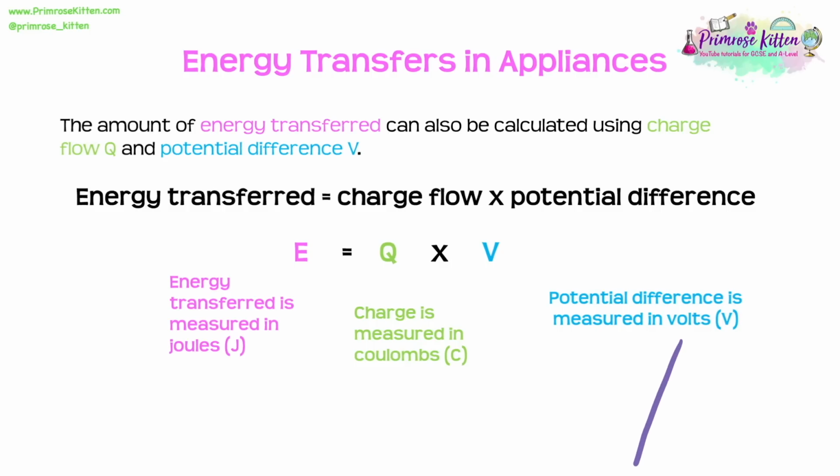If you are someone who struggles with your maths, we can just learn this triangle with the E on the top and the Q times the V on the bottom to help us with the rearranging side of this. Remember to use the triangle, cover up whatever it is that you need to find. Remember that the line means divide and the times mean times, and then you should be able to work out anything you need using that triangle if you're stuck.